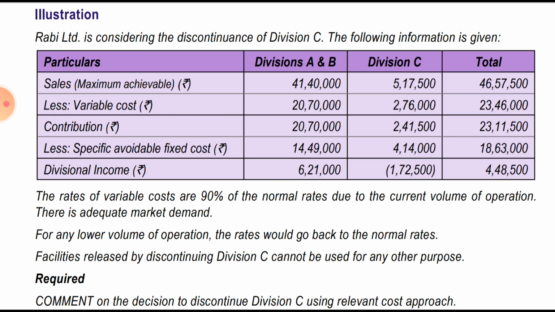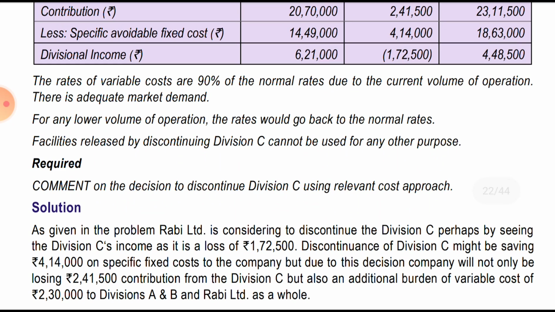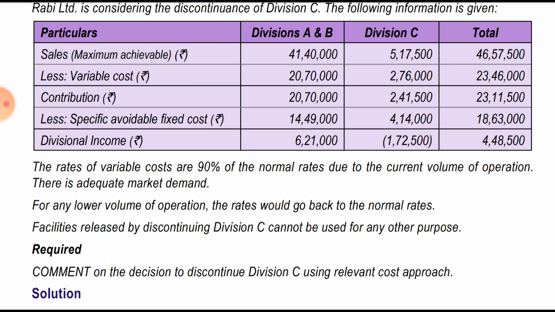The following information is given. Particulars: divisions A and B, division C, and total. Their respective sales are given, less variable cost, contribution, less specific avoidable cost, and divisional income. The rates of the variable cost are 90% of the normal rates. This variable cost which is given for A and B, 20 lakh 70,000, is actually at 90%.